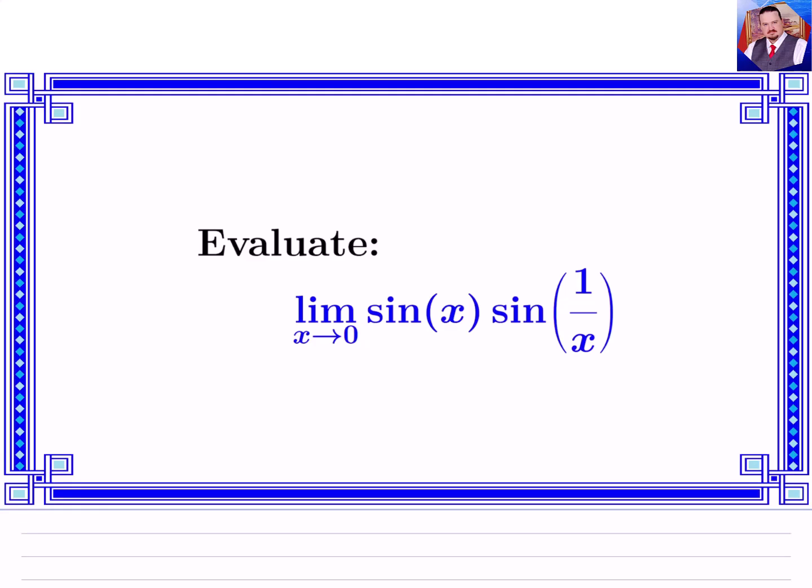Hello everyone, I'm Professor Sever, and today we're going to investigate a particular limit, namely the limit as x goes to 0 of sine x times sine 1 over x. And what we'll use is the Squeeze Theorem to evaluate this limit. So let's get started.